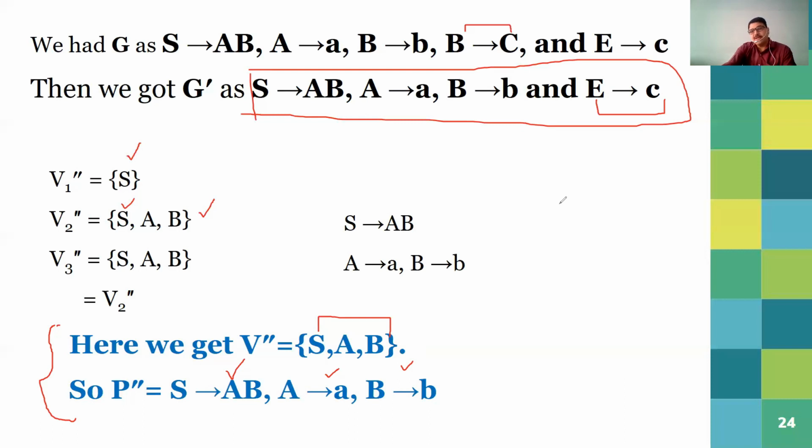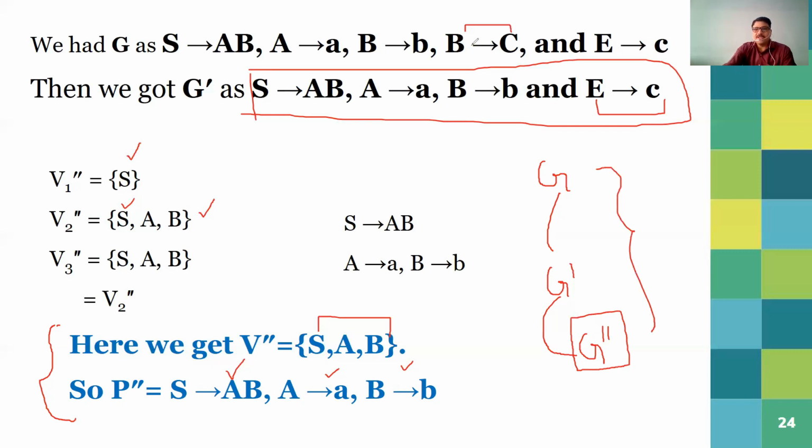In each and every question, if anyone asks you to find the reduced grammar, start with G. Then after applying theorem 1, you will find the reduced grammar G dash, and finally after applying step 2, you can find the reduced grammar G double dash. So you have to follow all these rules.